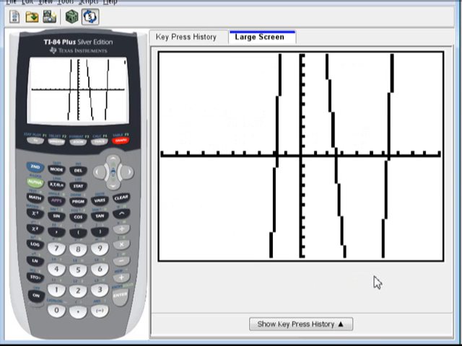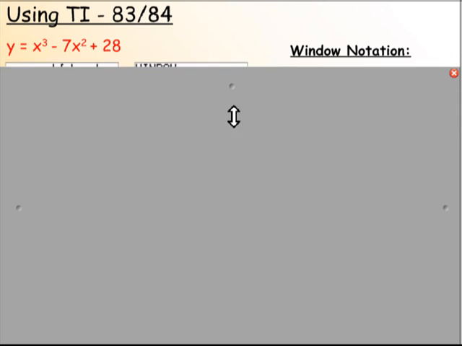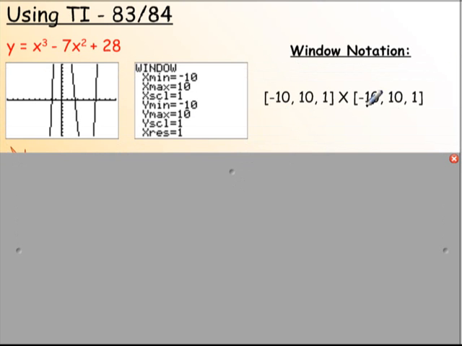And that is horrible. Why is this bad? Well, I can see where it crosses the x-axis. That's good. I can't see the y-intercept, and I can't see where it turns from going up to going down. There are turns in this graph, and I can't see them. So that's a bad window. Here's the standard window notation. When I tried negative 10 to 10 on both, it didn't work very well. That was a bad window.